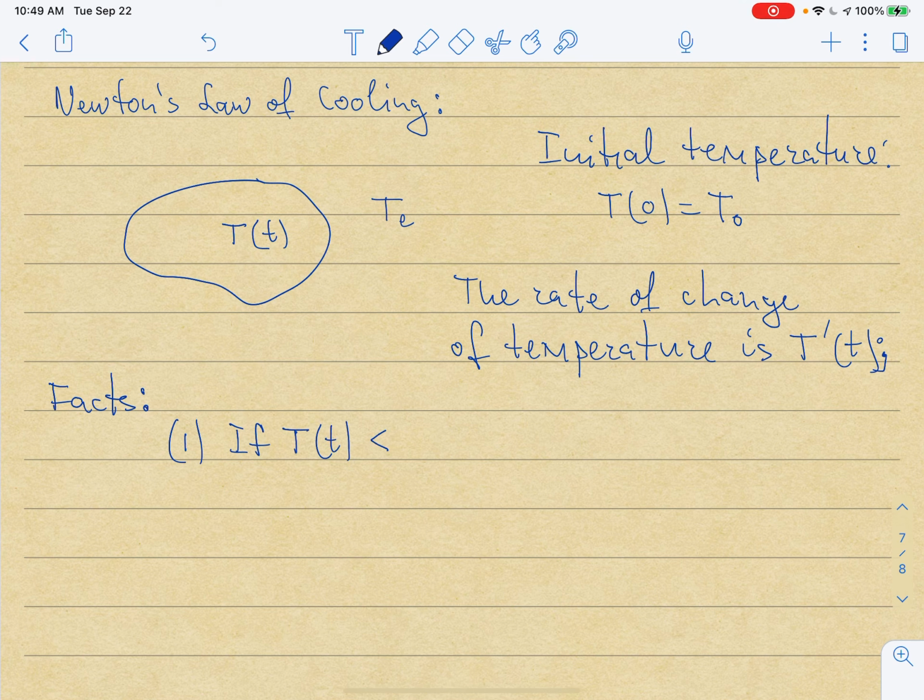is less than the temperature of the environment, then what do we expect to happen with the temperature of the object? If temperature is less than the temperature of the environment, heat is going to be passed from the environment to the body, and so that means that its temperature is going to grow. So if the temperature is going to grow, then that means that T prime is going to be greater than 0, right? Because the temperature is increasing.